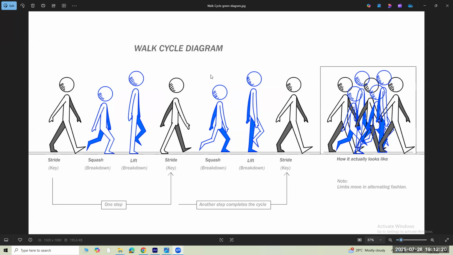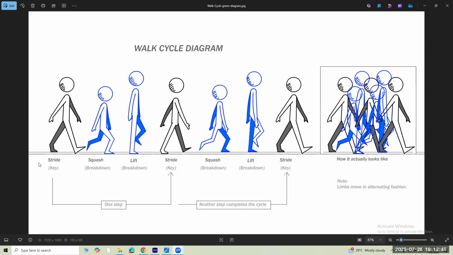Now, this is the walk cycle diagram right here. And basically, these are the standard key poses and breakdowns for a walk cycle that animators use whenever they make their characters walk. Okay, so the gray drawings right here, these are the key poses. And these are what we call the stride.